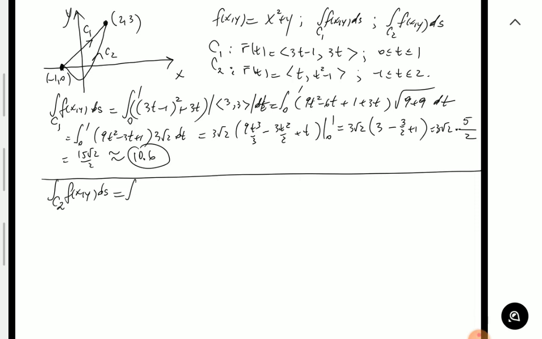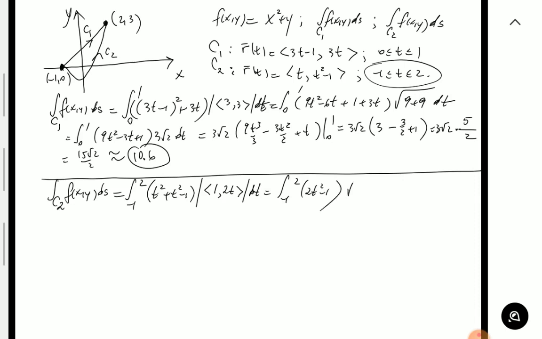So once again, we're going to have the parameter domain, in this case, -1 and 2. Plug in the components of the second curve into the function. So that's t squared plus y, that's t squared minus 1. Magnitude of the tangent vector, which is 1, and then 2t. 2t squared minus 1, magnitude of the unit tangent, which is going to be 1 plus 4t squared.